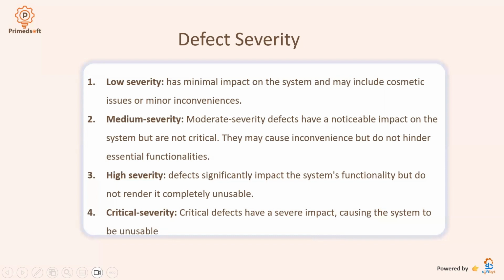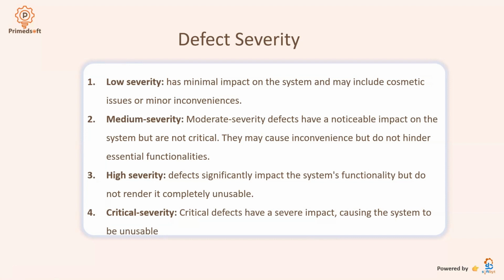Okay, so the next one we'll have is medium severity, which is a moderate severity defect that has a noticeable impact on the system, but is not critical. They may cause inconveniences, but do not hinder essential functionality. As simple as that, just like medium priority as well. So we have higher severity, and the higher or major severity defects significantly impact the system functionality, but do not render it completely unusable.